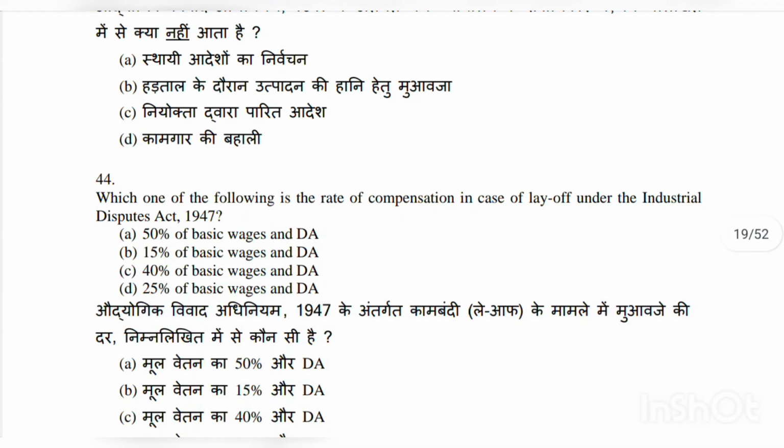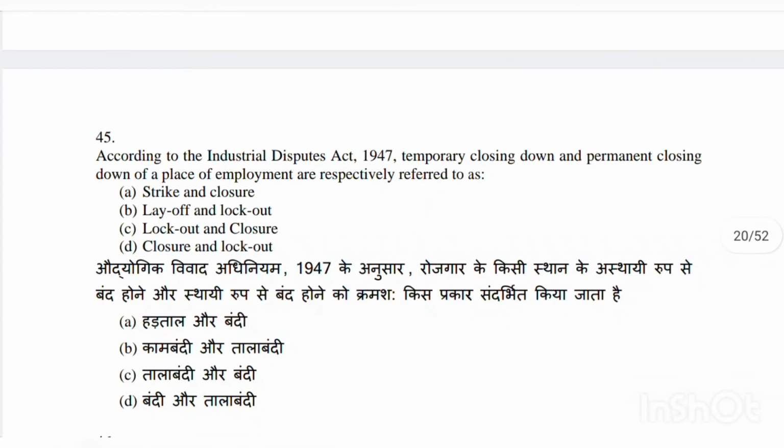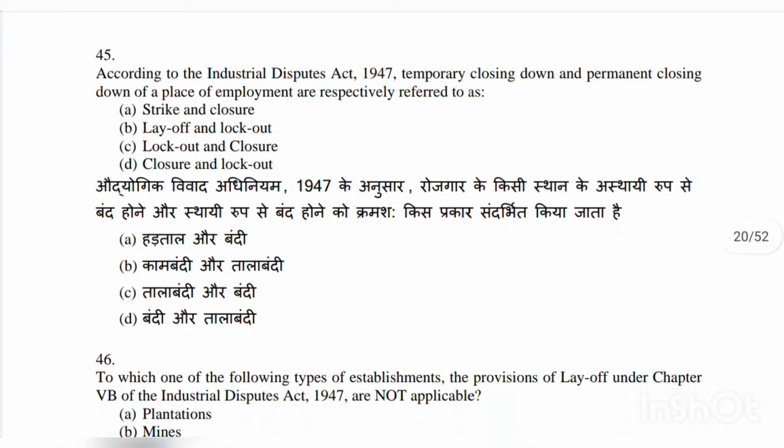Which one of the following is the rate of compensation in case of layoff under the Industrial Disputes Act 1947? That is 44. The answer is A. 50% of wages and DA. According to the Industrial Disputes Act, temporary closing down or permanent closing down of places of employment are respectively referred to as C. That is lockout and closure. Temporary closing down is lockout and permanent closing is closure.